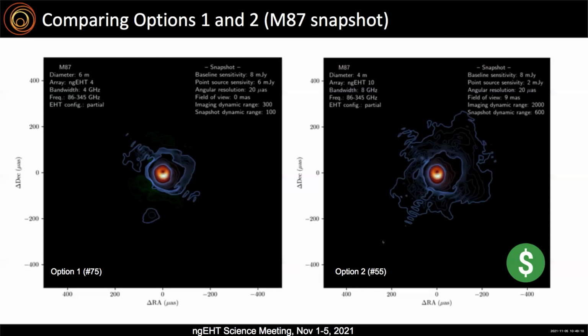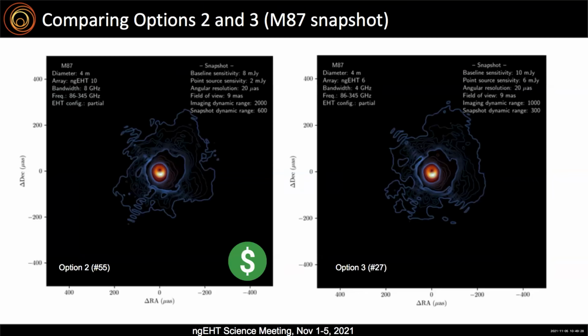this is comparing options 1 and 2, and perhaps many of you now are familiar with these wonderful outputs. You can see that the logarithmic contours for M87 in option 2, which is the high cost option, are a lot better. So you are resolving structure close to the horizon. This is the more expensive option. And as you can see, option 3 actually is quite comparable for M87, single snapshot. We were quite content with that, actually.